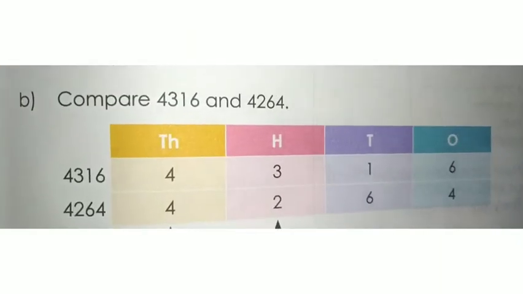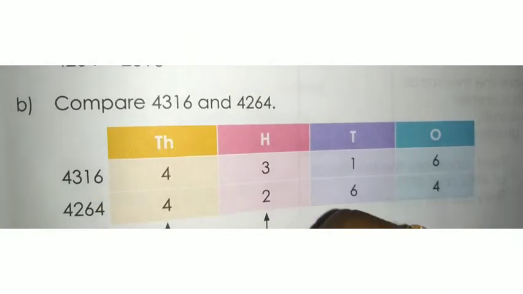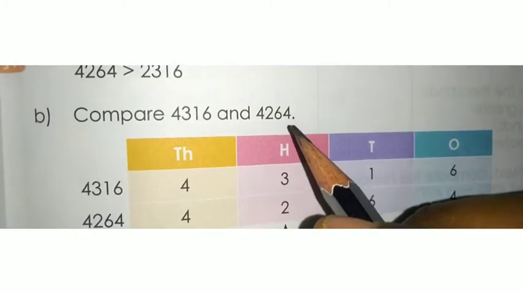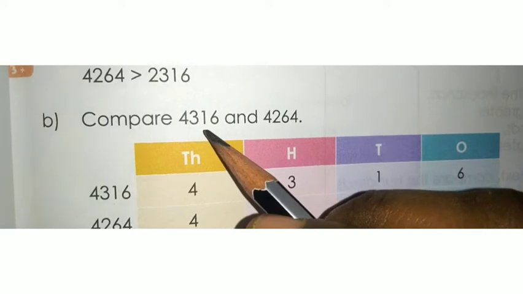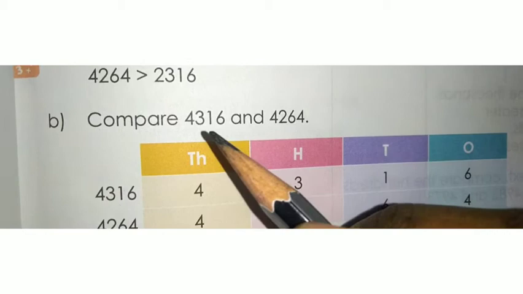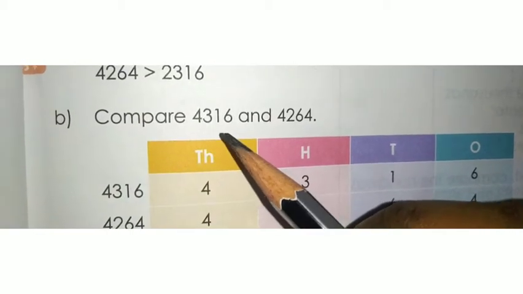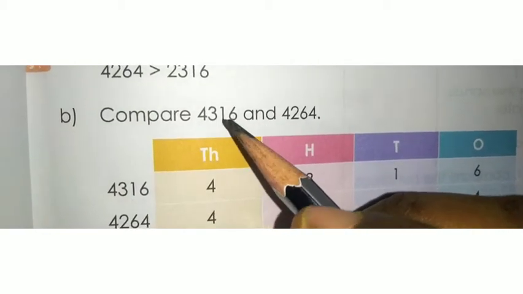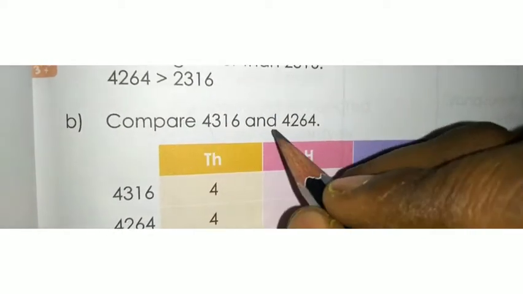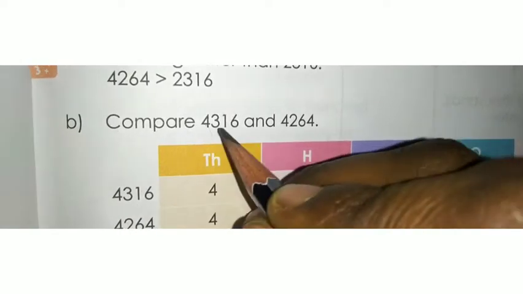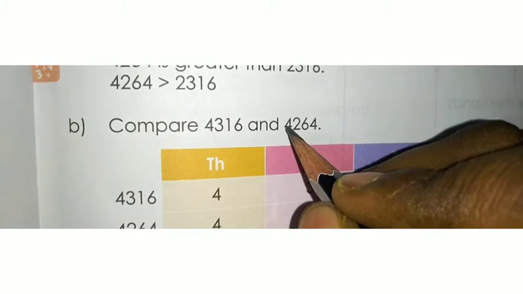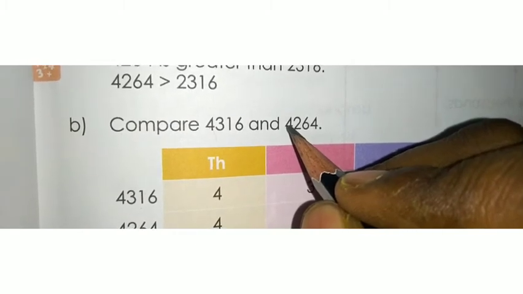Next concept is comparing numbers, comparing two numbers and comparing three numbers. Here we are comparing only two numbers. You have to check using the place values here. Comparison should be done using place values. It is very easy if you use place values. Starts from thousands place, 4 is there. Here also 4 is there. So 4, 4, which is in thousands place, same value. So we cannot find which is greater or which is smaller.